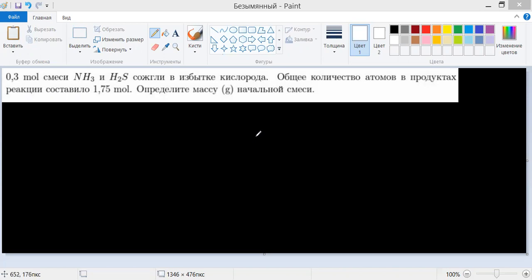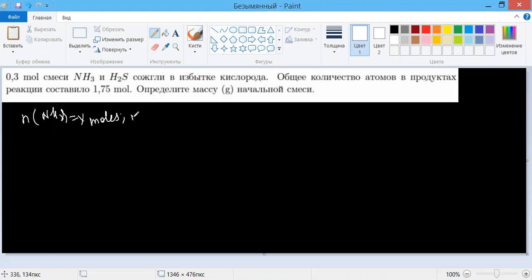Actually, it doesn't matter which. Therefore, we can arbitrarily assume that the amount of ammonia equals x moles. Let's write it down. So the amount of ammonia equals x moles. Okay, and that means that from an algebraic point of view, the amount of the other component, which is H2S, equals 0.3 minus x moles. Okay, so far so good.